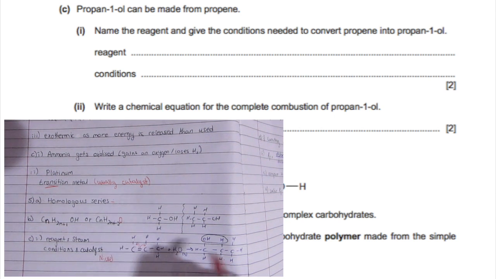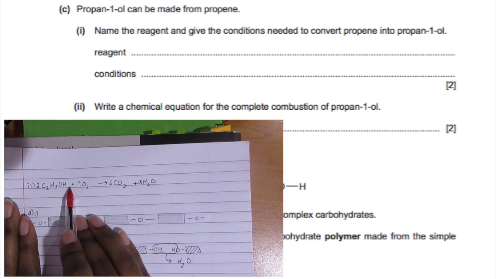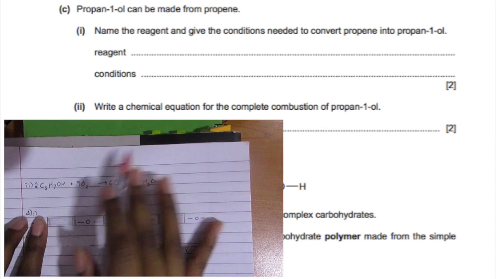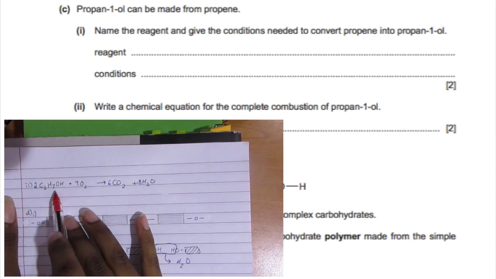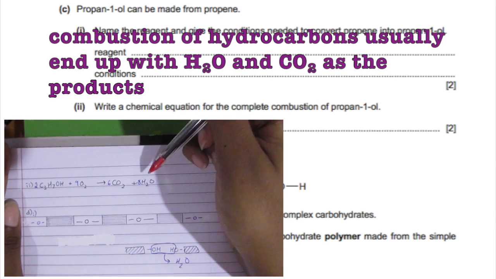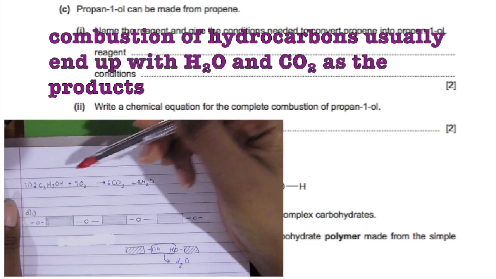And the catalyst is nickel, but so far I don't think you guys should be aware of that, but it's still good to know in case they ask what that catalyst is. Now we're supposed to write a chemical equation for the combustion of propanol. So propan-1-ol plus oxygen will always give you carbon dioxide and water, and all you have to do is simply balance out the equation.